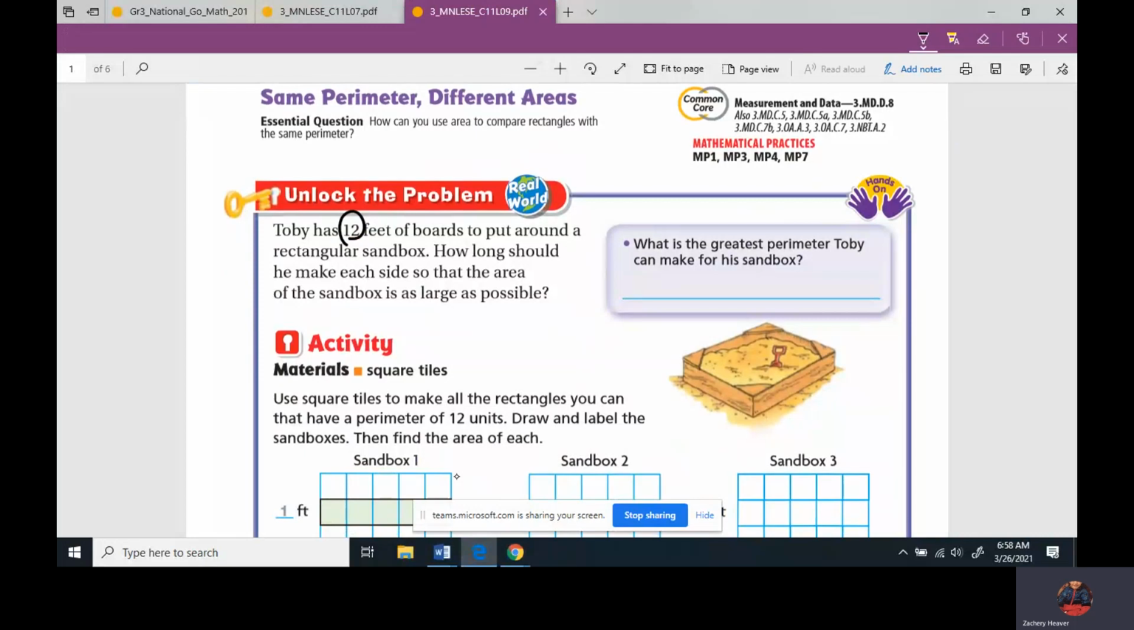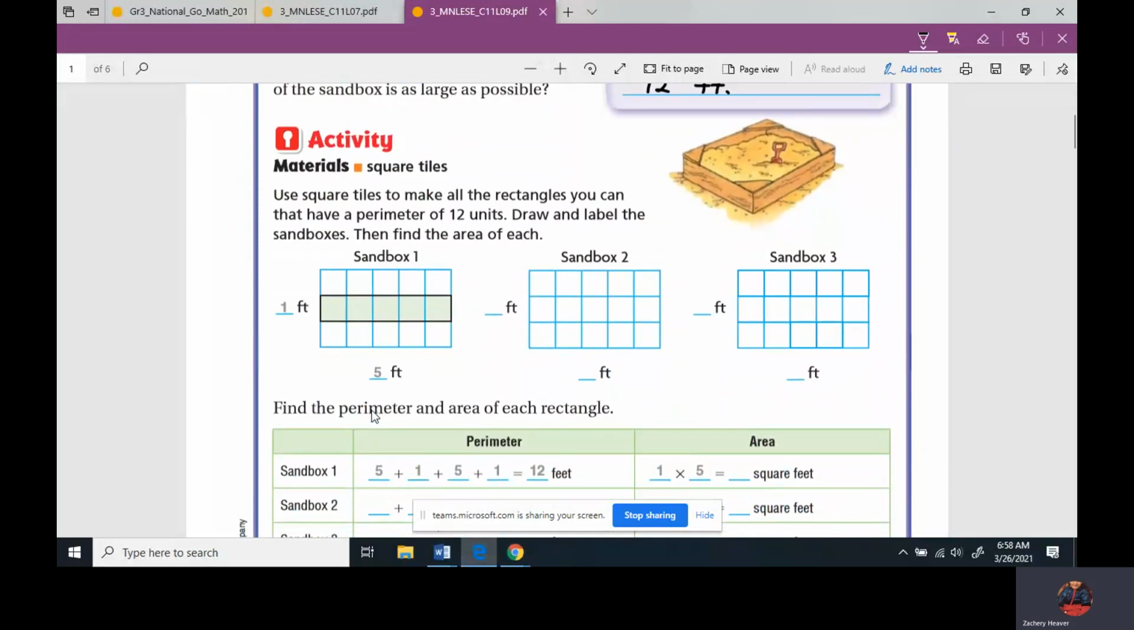It says, what is the greatest perimeter Toby can make for a sandbox? Well, he only has 12 feet. He only has 12 feet to use. So it's 12 feet. Only 12 feet. Now look at number one.